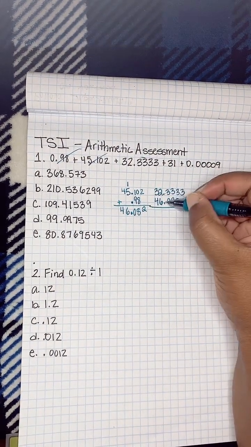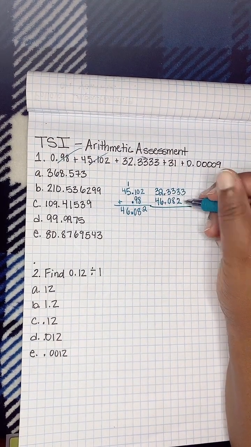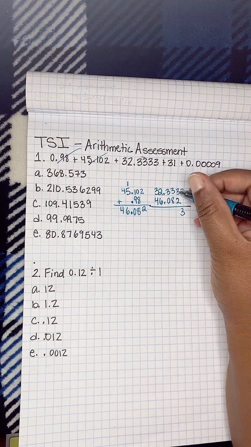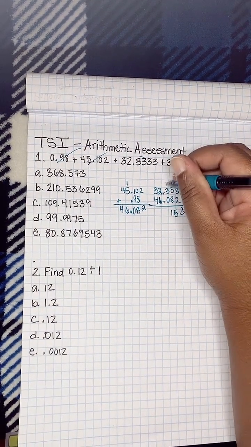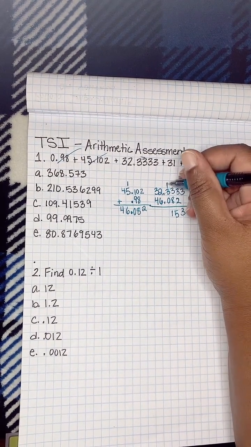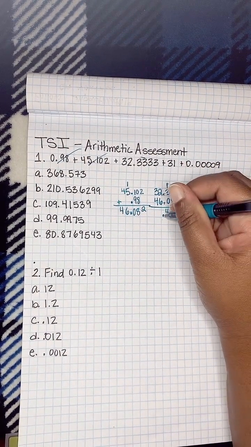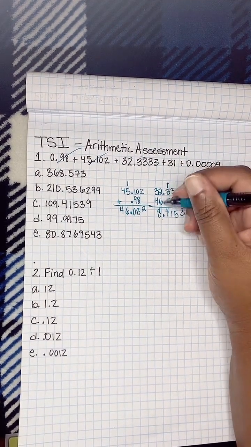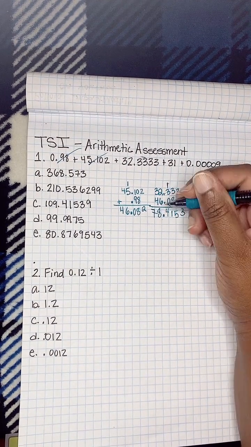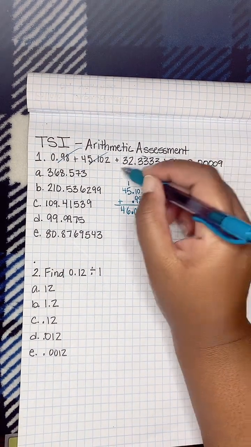So again, you can see the placement of the decimals lined up. So 3 plus nothing is 3. 3 plus 2 is 5. 8 plus 3 is 11. Carry the 1 up. 3 plus 1 is 4. Drop down your decimal. And then 6 plus 2 is 8. And 3 plus 4 is 7. Okay. So now this is gone.